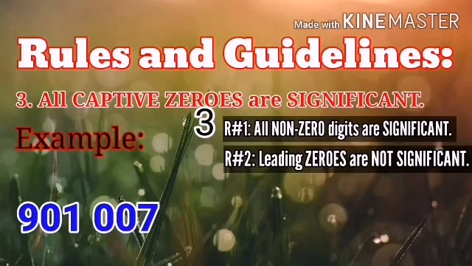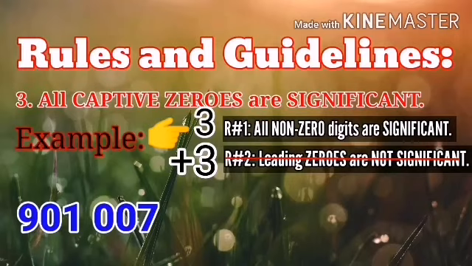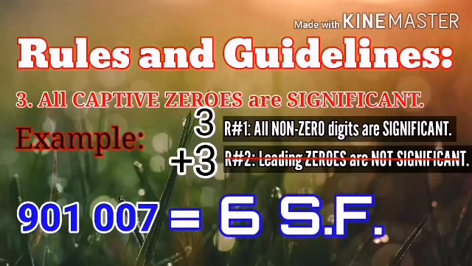Can we apply rule number 2? Do we have leading zeros? We don't have. Therefore, hindi natin siya sasali. Now, let's go with rule number 3. Can you identify where are the captive zeros? Okay, these are the captive zeros. We have 1, 2, 3. So, plus 3 significant figures. All in all, how many significant figures do we have? 3 from rule number 1 plus 3 from rule number 3. Therefore, we have 6 significant figures.